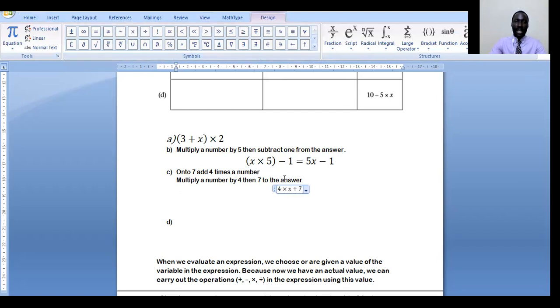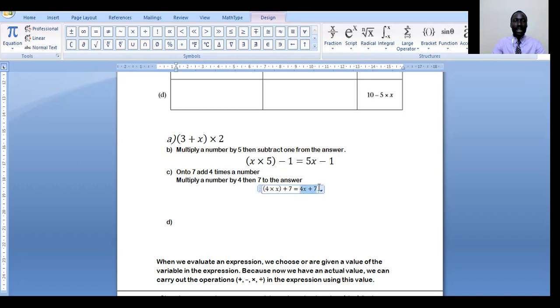Now, this one is a description for the second part. Now, notice there isn't a problem. You could put this inside the bracket. It's still perfectly fine. And we can still simplify this to 4x plus 7. That is what we would get.